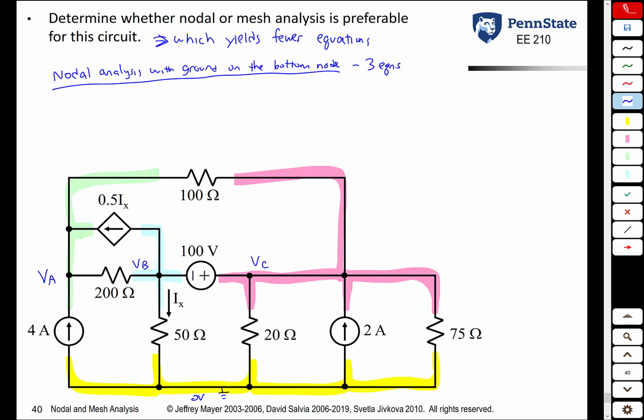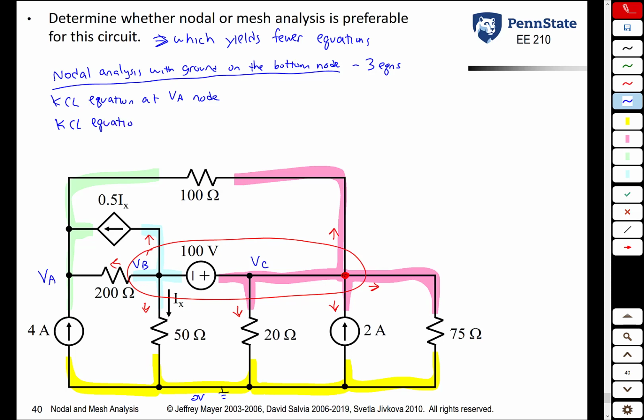We are going to have a KCL equation at the VA node. Then we're going to have a super node here. And notice we had to extend it all the way down to this because this is all one big node. So basically that current plus that current plus that current plus that current plus that current plus that current plus that current has to sum to 0. So we have a KCL equation at the supernode. Finally, whenever you have a supernode, you have an associated source equation. So the source equation would be what? VC minus VB is equal to 100 volts. So we have a source equation. So if ground is on the bottom, we're going to have 3 equations and 3 unknowns.